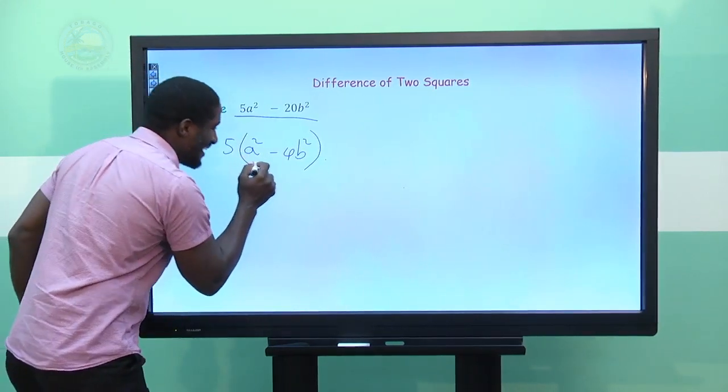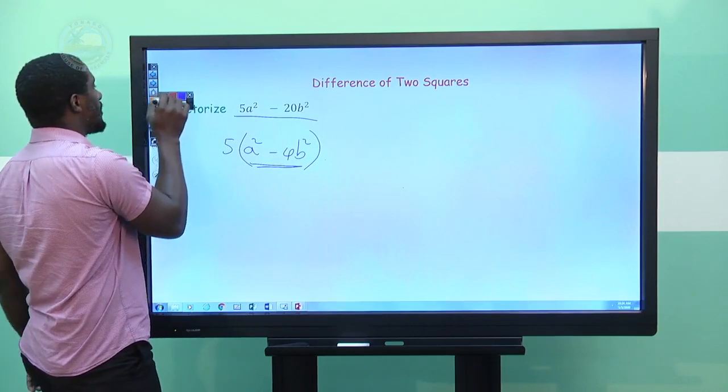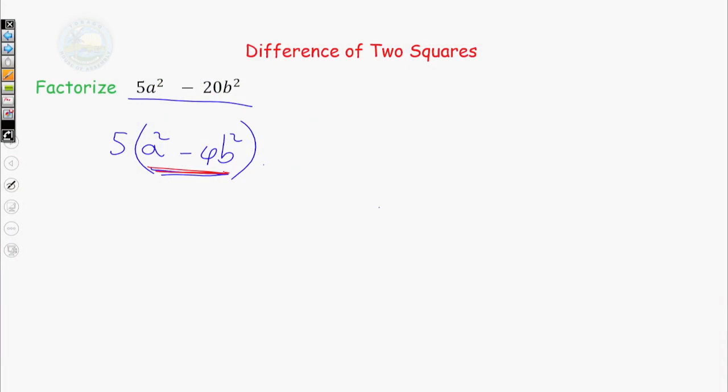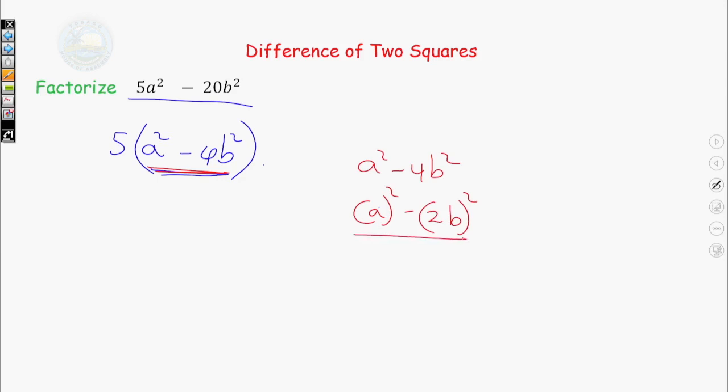If you look in these brackets, we are doing differences of 2 squares. Tell me what you see. It is a squared minus 4b squared. It's a difference, subtraction is taking place, and a squared is a squared, and we are subtracting from that 4b squared, which is 2b all squared. It's a case of difference of 2 squares. Once we have a case of difference of 2 squares, the questions generally say factorize completely.